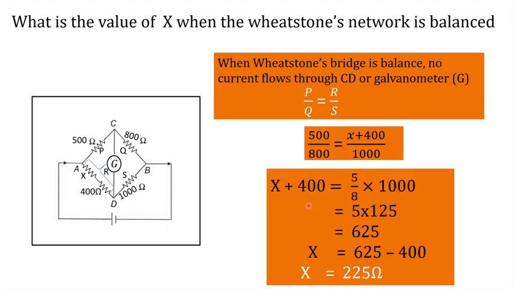X plus 400 will be equal to 5 by 8 into 1000. 1000 by 8 will be equal to 125. So 5 into 125 is 625. X is equal to 625 minus 400. That is, X is equal to 225 ohm.